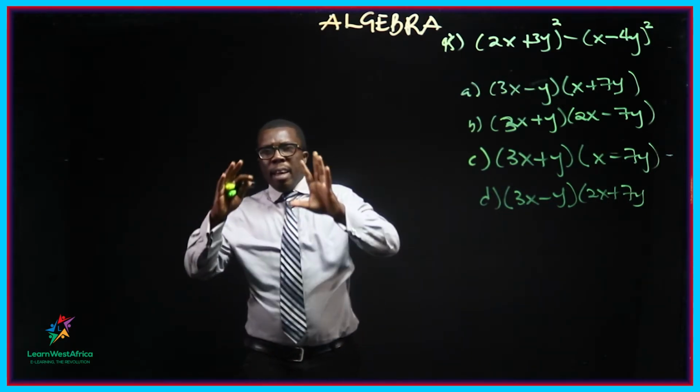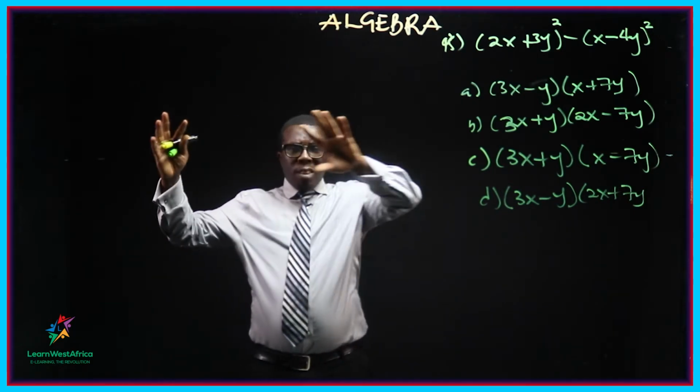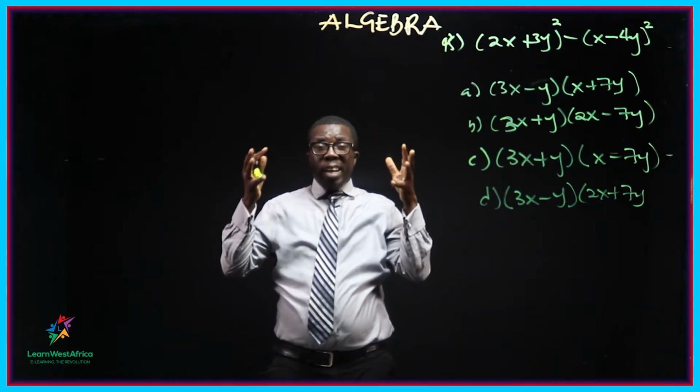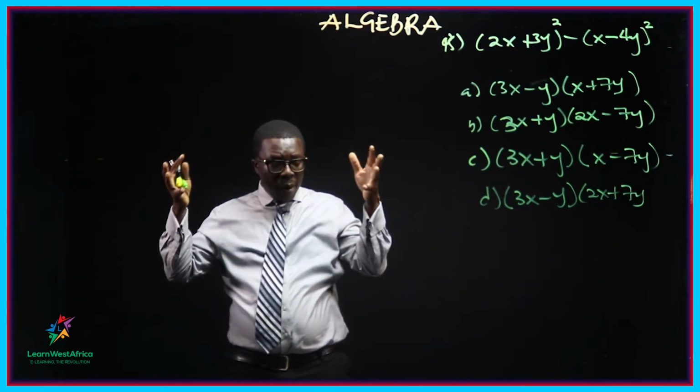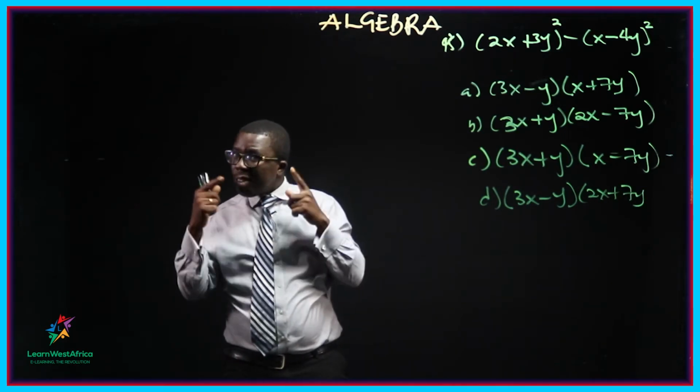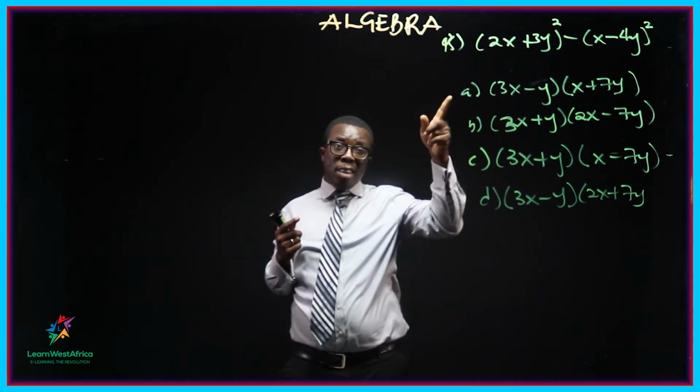One is when you gather like terms, bring them together, and then factorize. The other style of factorization is the difference of two squares.